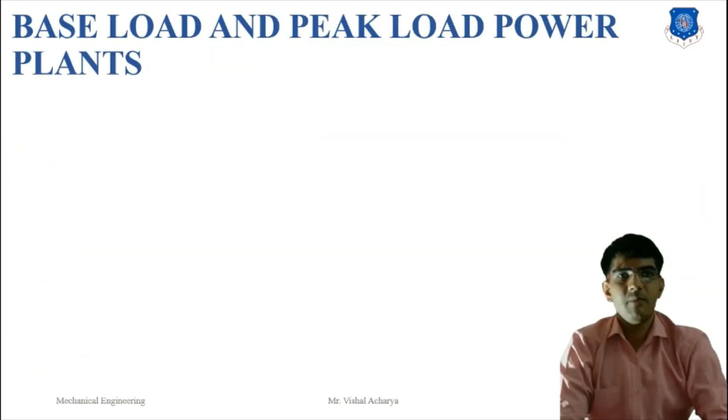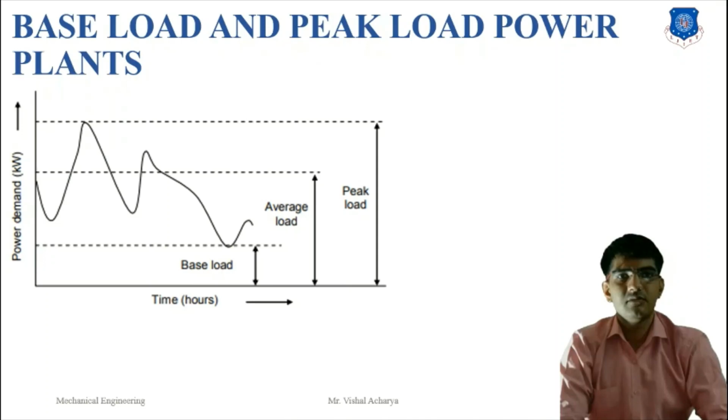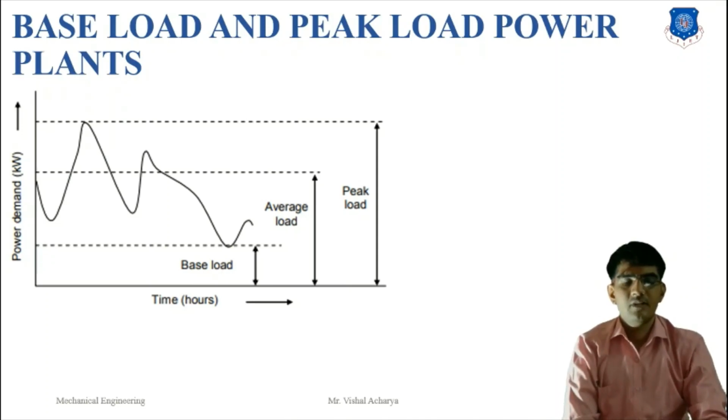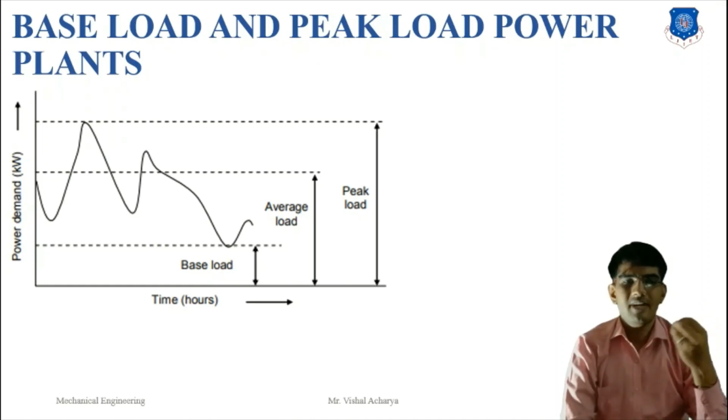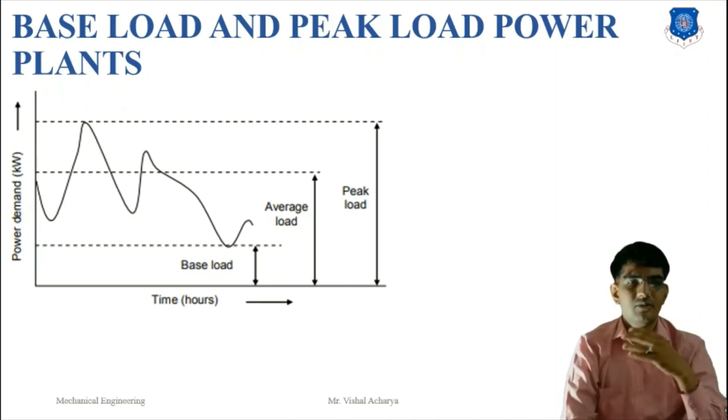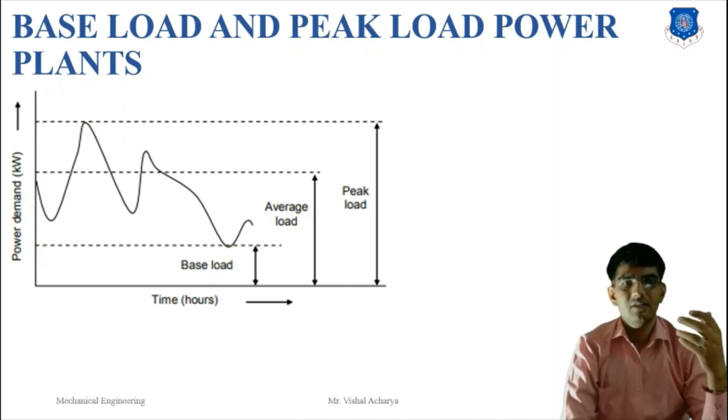First, base load and peak load power plants. Base load and peak load are defined by the capacity factor. If the capacity factor is greater than 70%, it is called a base load power plant, and if the capacity factor is less than 70%, it is called a peak load power plant. A base load power plant operates more than 5,000 hours in a year, and a peak load plant only less than 2,000 hours. First, let us practically explain what base load and peak load are.